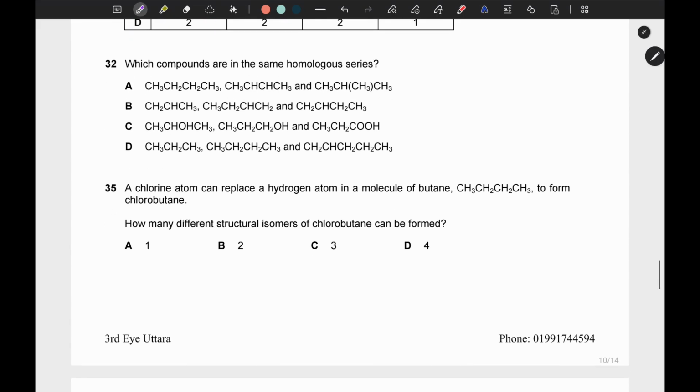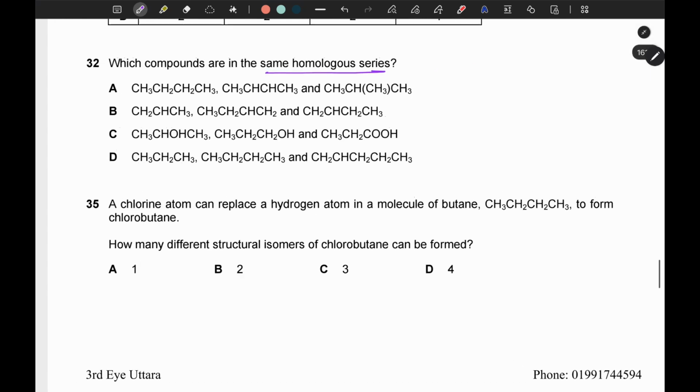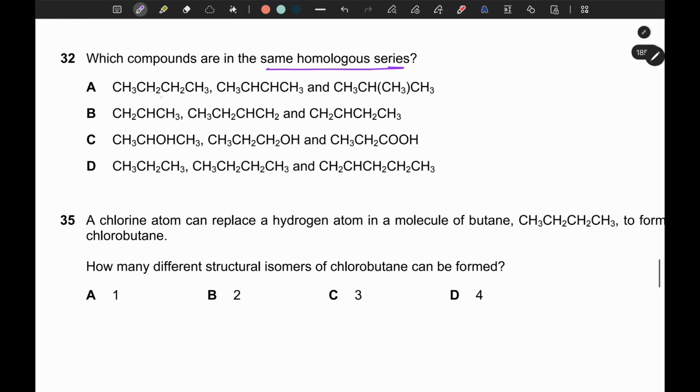Moving on to number 32, which compounds are in the same homologous series? So either all of them are alkanes, carboxylic acids, etc. So let's look. In option A, CH3, CH2, CH2, and CH3, this would be an alkane, butane to be specific. If we look at the next one, CH3, CH, CH, CH3, this would be butene.